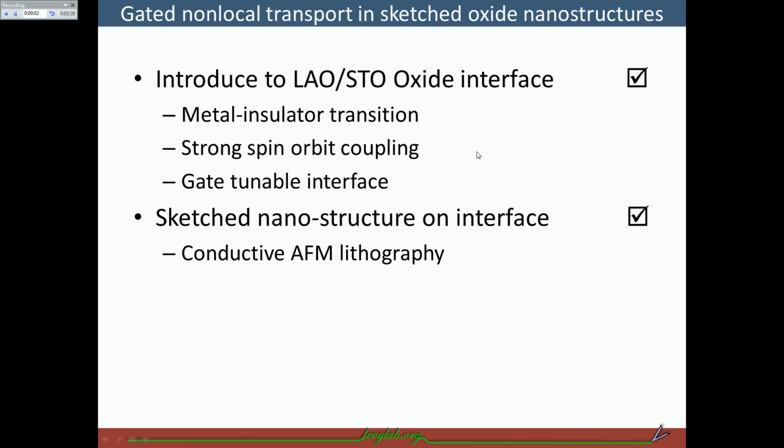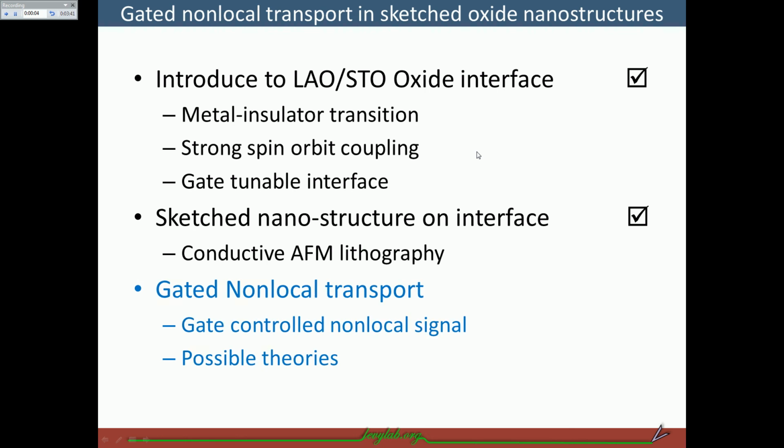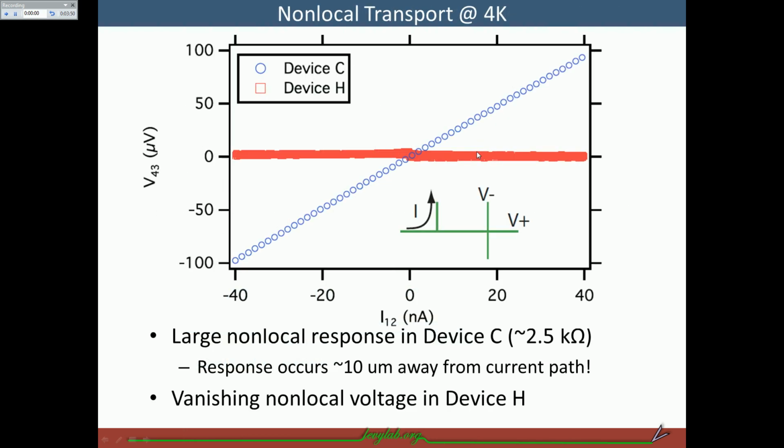So the next question will be what amazing result we got on this structure, and this is the non-local transport. When we say non-local transport in this system, we basically refer to source current in one path and measure voltage on another path which is far away from the current path. Here it's around 10 microns away from the current path.